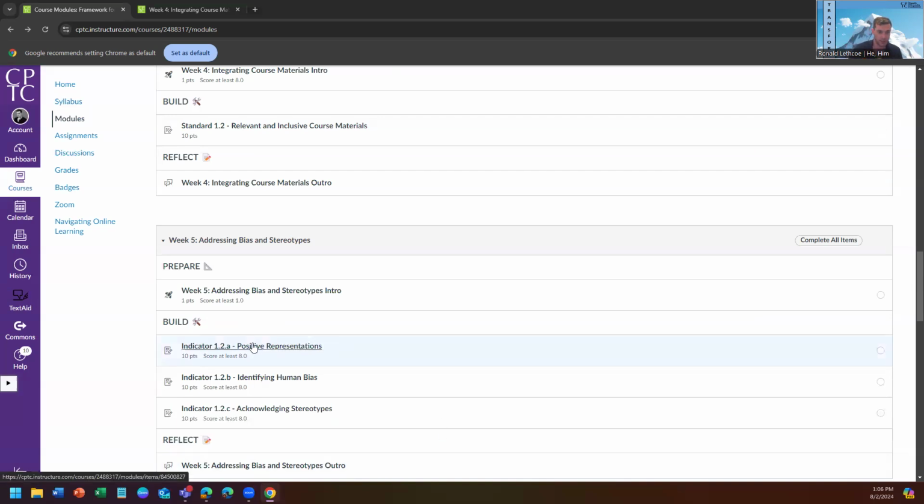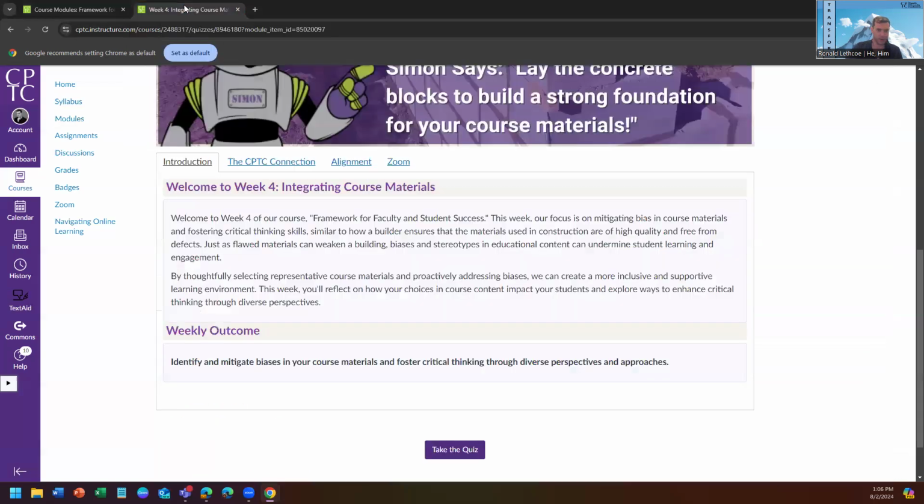So you can see positive representation for indicator 1.2a, identifying human bias and acknowledging stereotypes. So more heavy topics to talk about this summer. Let's go ahead and jump right into it.